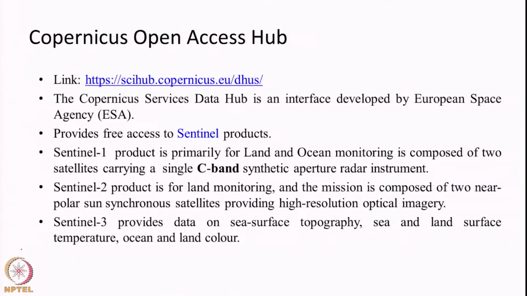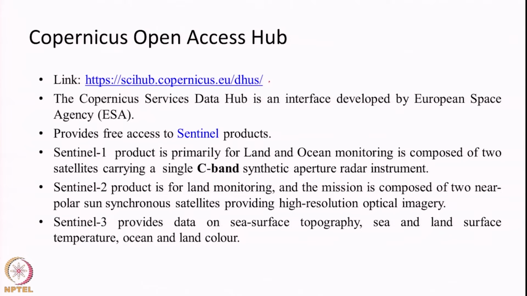And apart from NASA, the other main space agency that gives publicly available space remote sensing data sets is the European Space Agency, whose data portal is the Copernicus Open Access Hub.